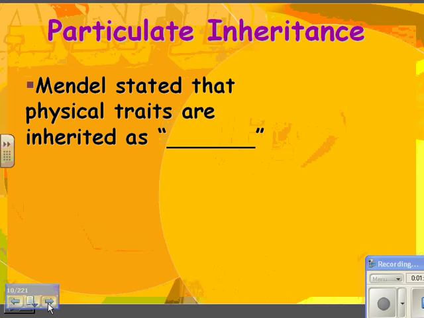Particulate inheritance. Mendel lived before we knew anything about DNA, before we could talk about genes, so he made up his own word for it. Mendel stated that physical traits are inherited as particles. In other words, people didn't know back then if traits were blended, like if you have green Play-Doh and blue Play-Doh and you mix them together, you get this funky color and you can't really separate them. He said, no, these particles are separate.